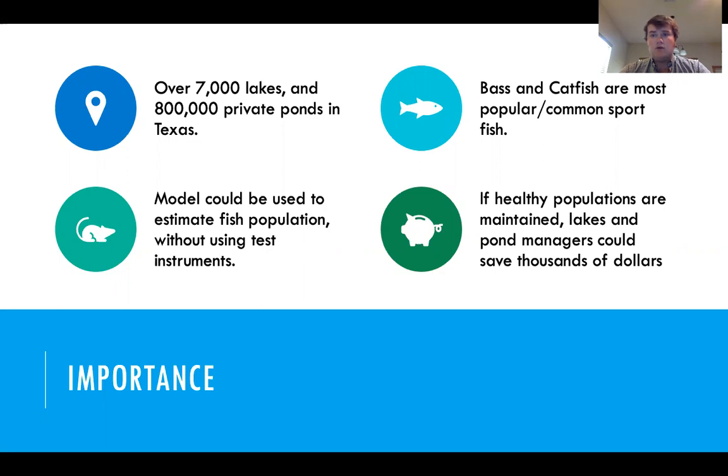The original model we used was to estimate fish populations without having to use test instruments, which saves time and money. And if the populations of the two species are maintained, then lake managers could save thousands of dollars without having to restock their ponds and lakes.